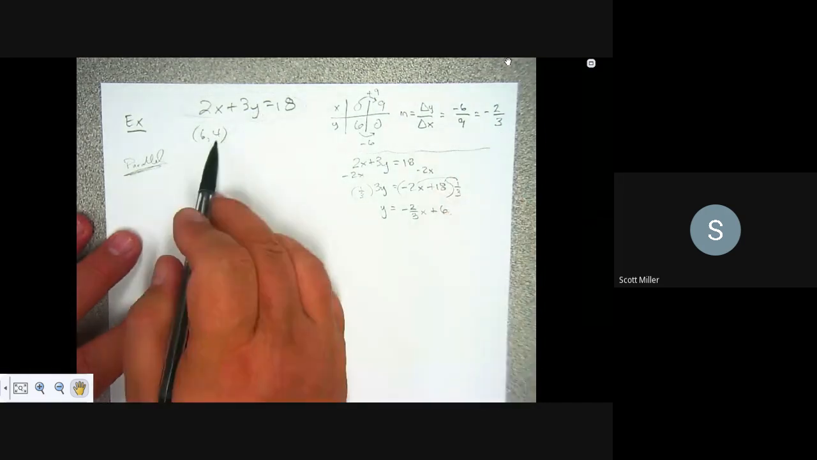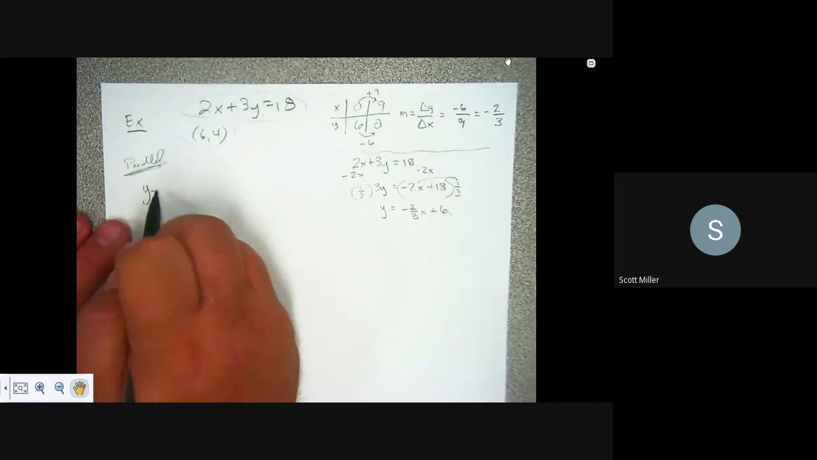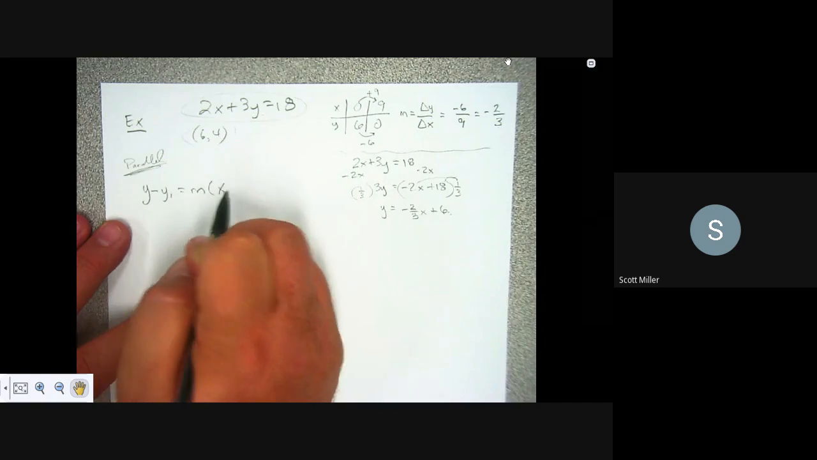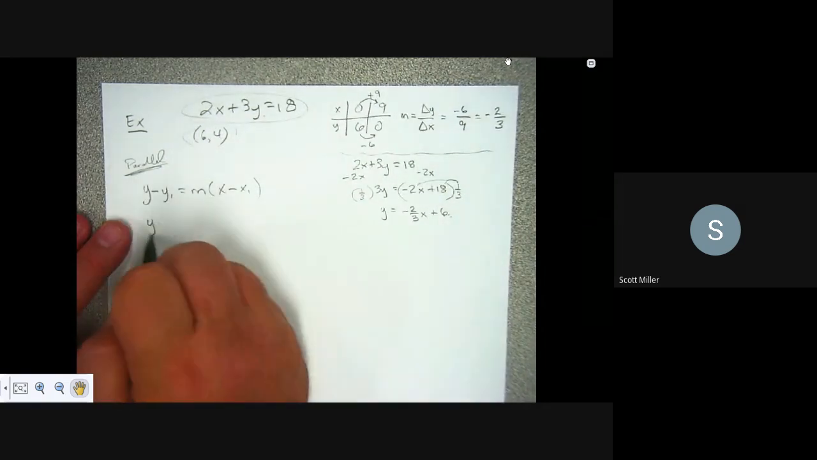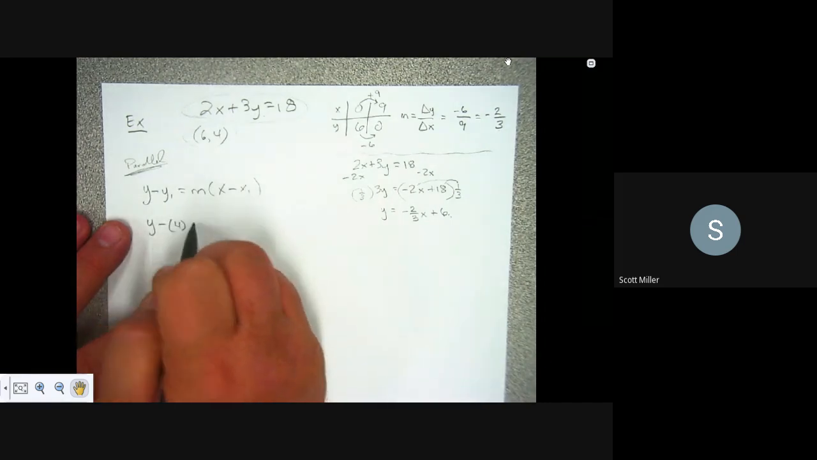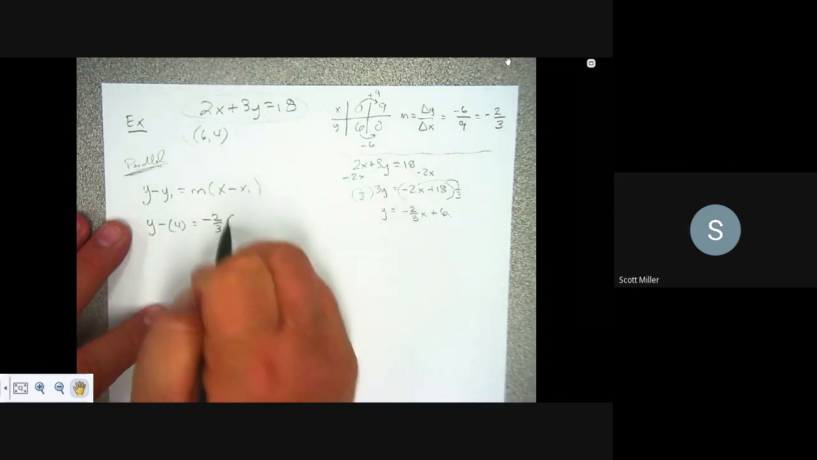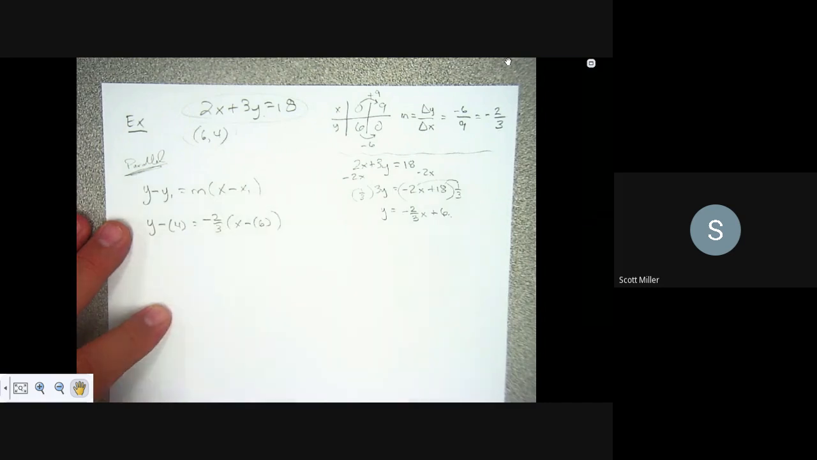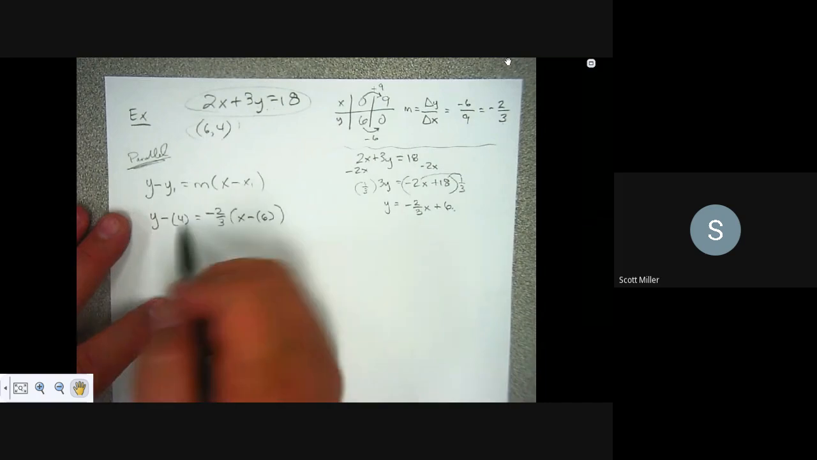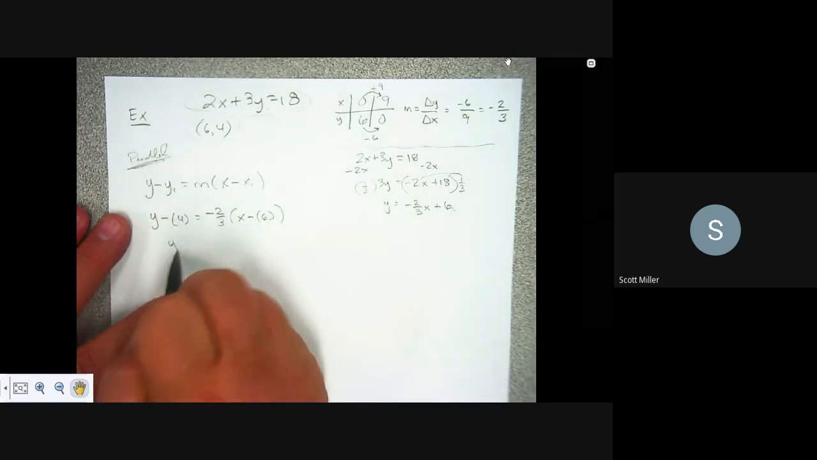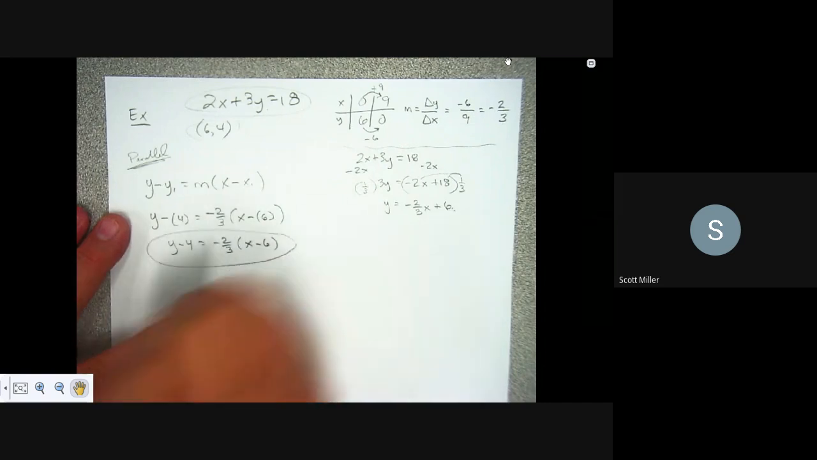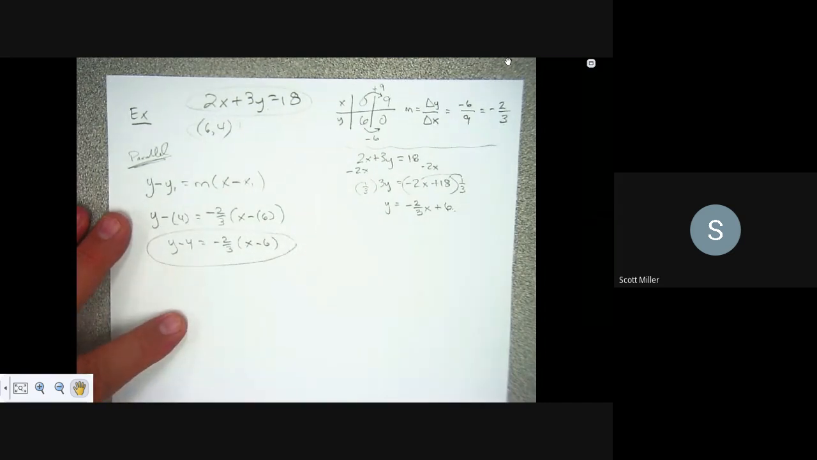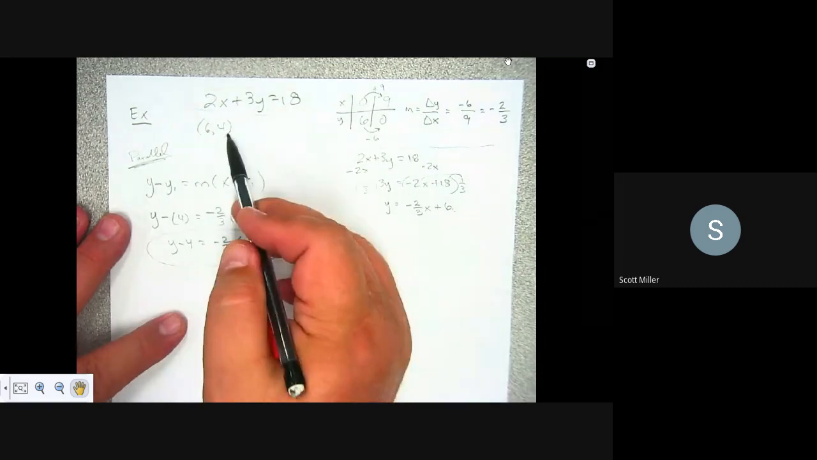So I have my slope, I have my point, y minus y1 equals m times x minus x1, and we plug our information into this. Y minus 4 equals -2/3 times x minus 6. Depending on which way they want your answer written, if they don't tell you, you can just clean this up and be done. Y minus 4 equals -2/3 times x minus 6, and that is an equation of the line that is parallel to that and goes through that point.